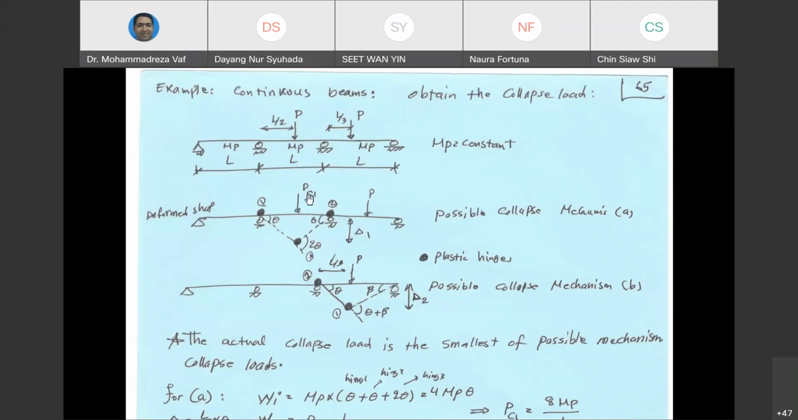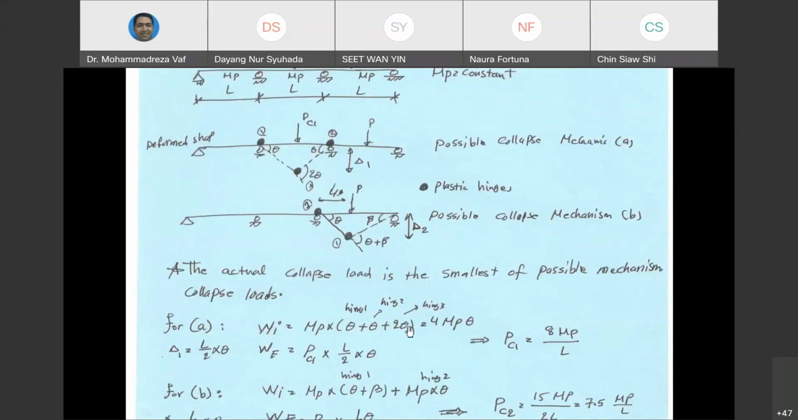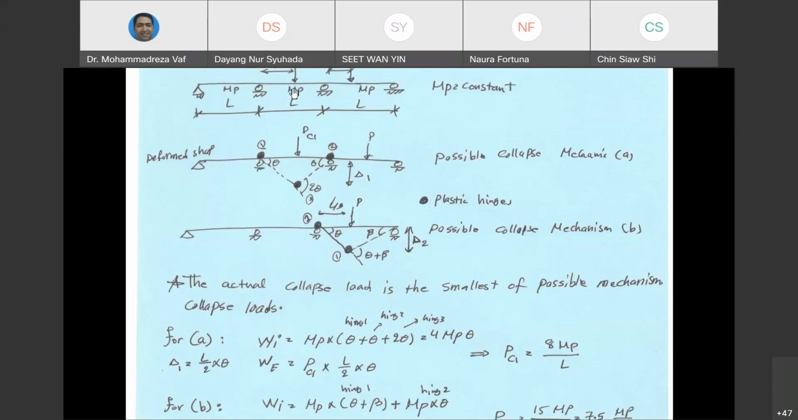So we can easily calculate for this span what is the critical force. So this is the calculation that has been done. So internal work is MP. Don't forget here, the bending moment, the plastic moment is MP. So MP multiplied by this theta, MP multiplied by this theta, MP multiplied by 2 theta. So it is what we have written here. Okay? So internal work is 4 MP multiplied by theta. This is coming from hinge 1, this is coming from hinge 2, and this is coming from hinge 3.